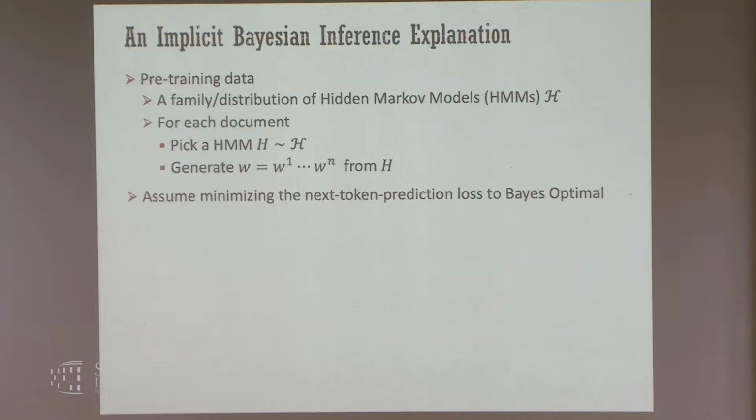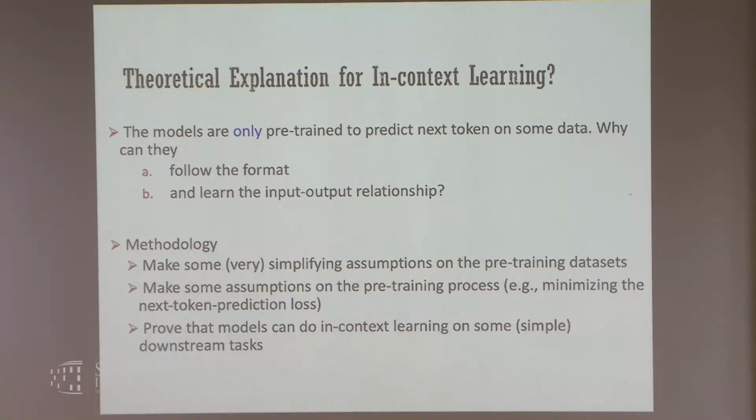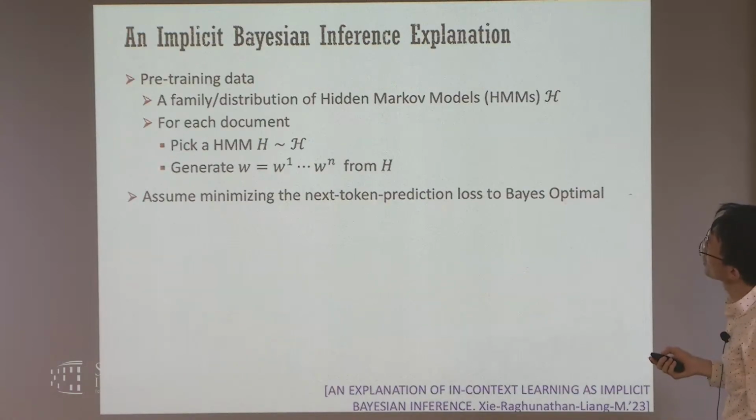I'll show a few examples of this kind of analysis that tries to answer the question to some degree. This is one of the papers I wrote with some of my former students, Michael and also Aditi, and Percy Liang. We try to understand why there's this learning capability without any parameter updates. We are trying to say the model is doing some implicit Bayesian inference. So maybe let me just walk through the setup.